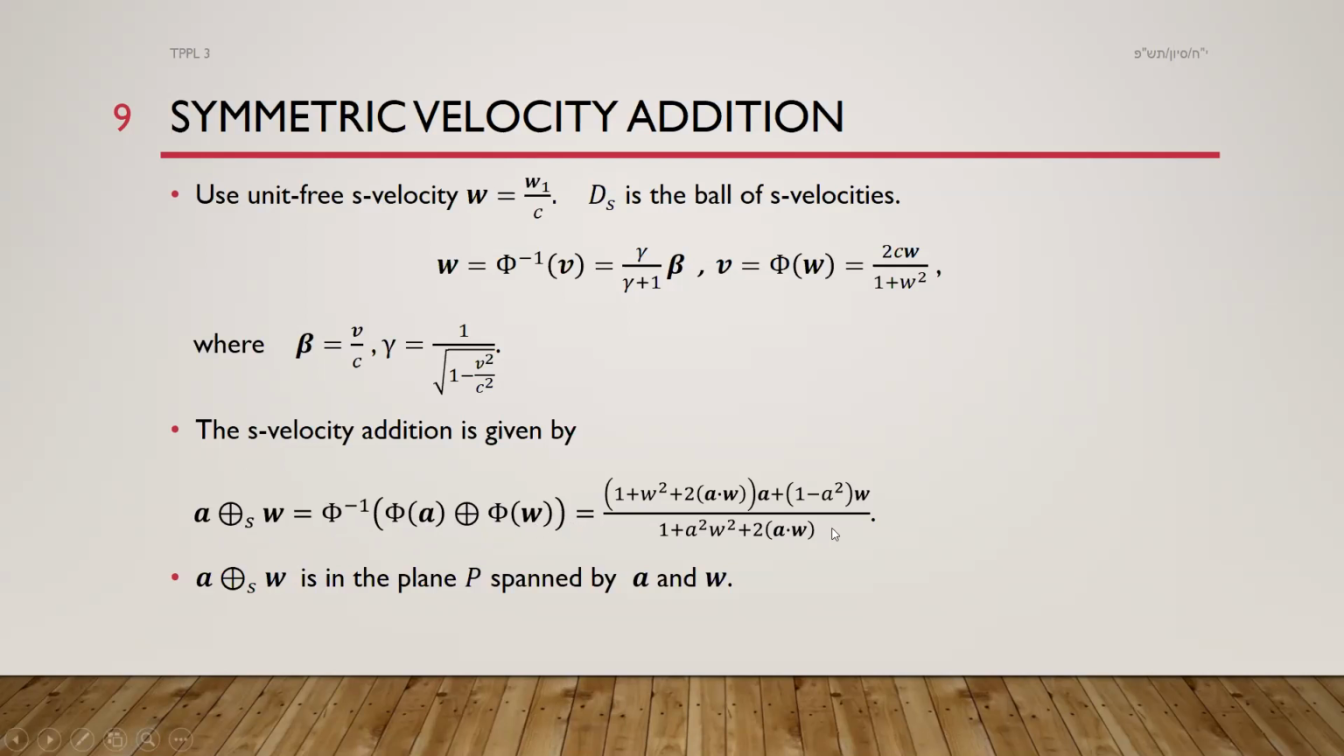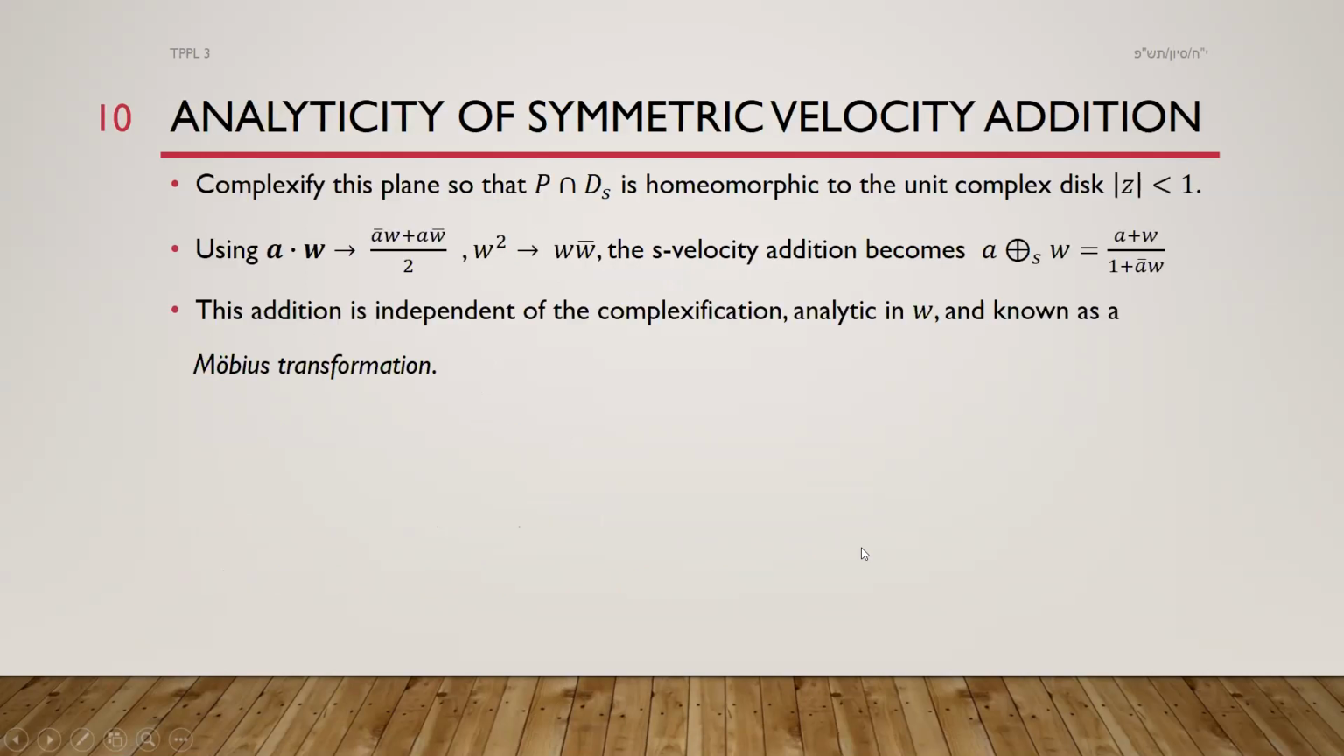It takes calculations to come up with this complicated formula, but you'll notice that the sum of A and W is in the plane spanned by A and W. It's some number times A. It's a linear combination of A and W. So you can work only in the plane. You can complexify this plane. And using the substitution, A dot W goes to this, and W squared is W W bar. So the velocity addition formula becomes much simpler. It's analytic in W, and it's one form of the Möbius transformation.